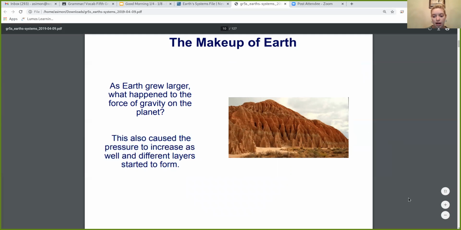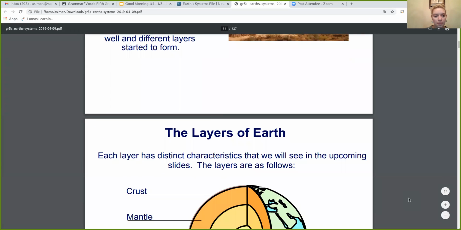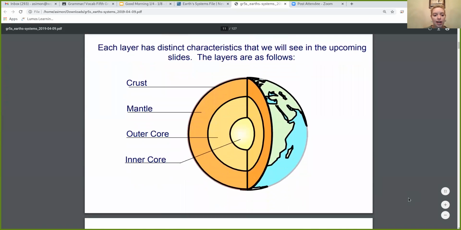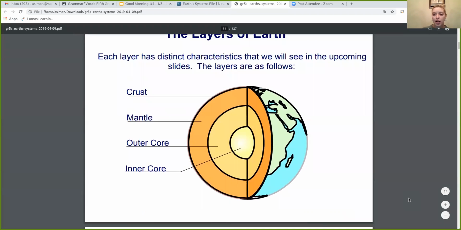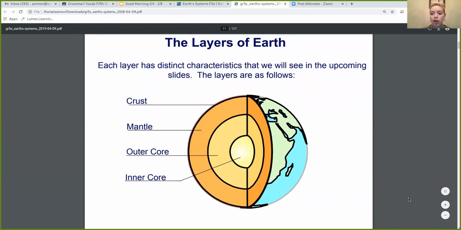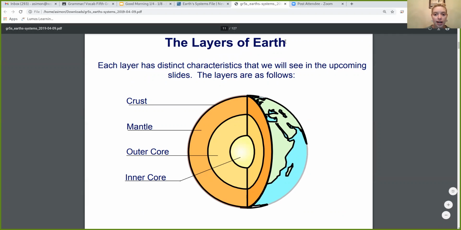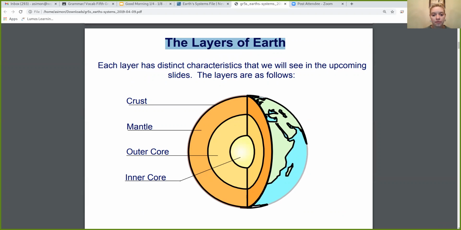All right, moving right along. So here are your different layers of the Earth. This is a very important slide, so you're going to need to draw this in your notes. You are going to need to know what layer is which and where it's located on the Earth. So go ahead and make sure you put the layers of the Earth, and draw this picture for me, please.